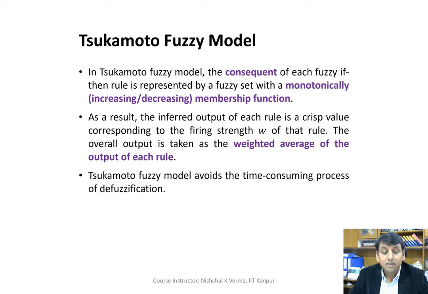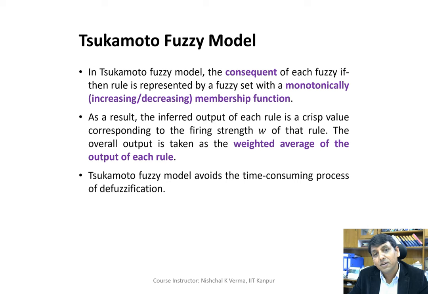So, in a nutshell, I can say that the Tsukamoto fuzzy model involves a set of fuzzy rules where the premise part is fuzzy and the consequent part is also fuzzy. But the consequent part here is not exactly a fuzzy set that we have seen in the case of the Mamdani model or the Larsen model. It is different in the sense that the fuzzy set of the consequent part is characterized by a membership function which is monotonically increasing or decreasing.